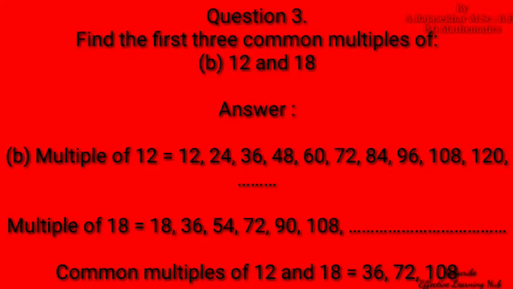B question. Find the first 3 common multiples of 12 and 18. First, multiples of 12, write in the 12 table: 12, 24, 36, 48, 60, 72, 84, 96, 108, 120, etc. Next, multiples of 18: 18, 36, 54, 72, 90, 108, etc. So the common multiples of 12 and 18 are 36, 72 and 108, the first 3 common multiples.